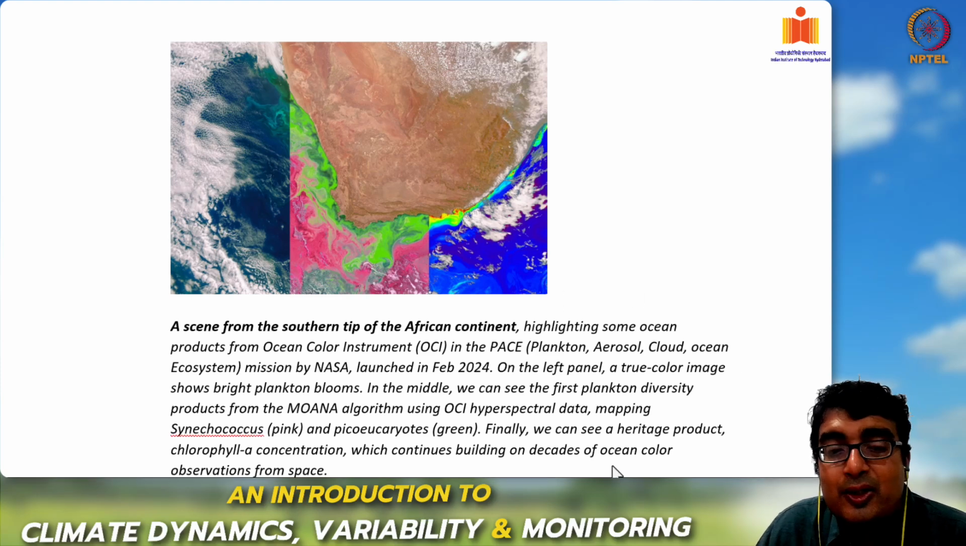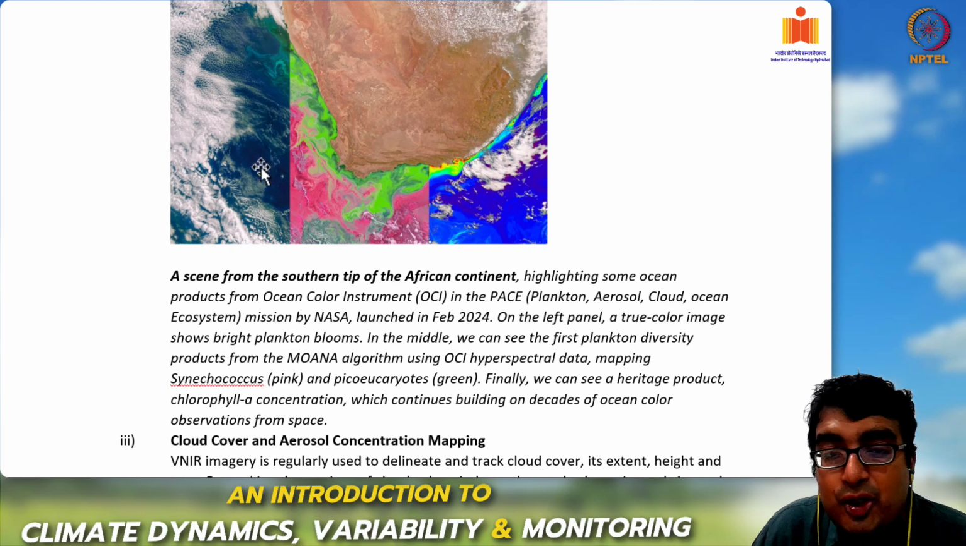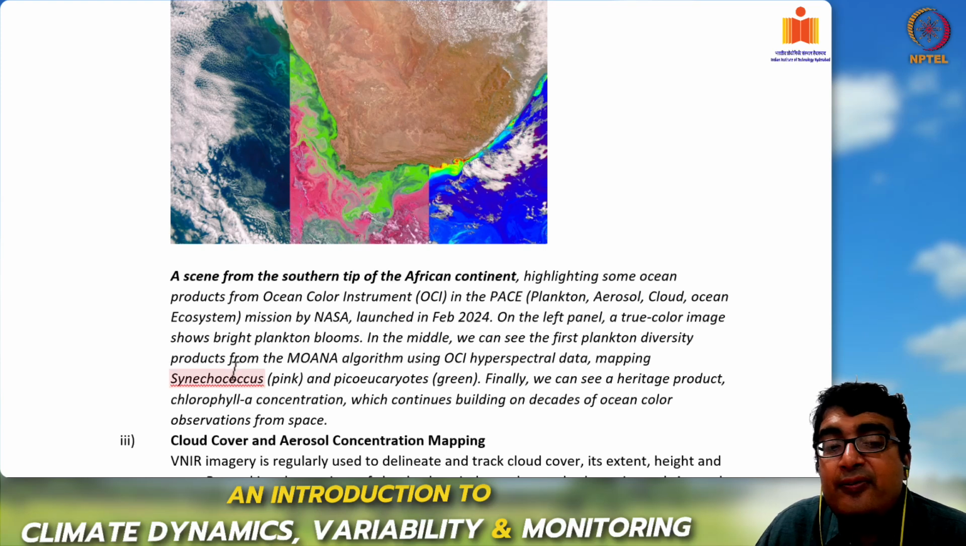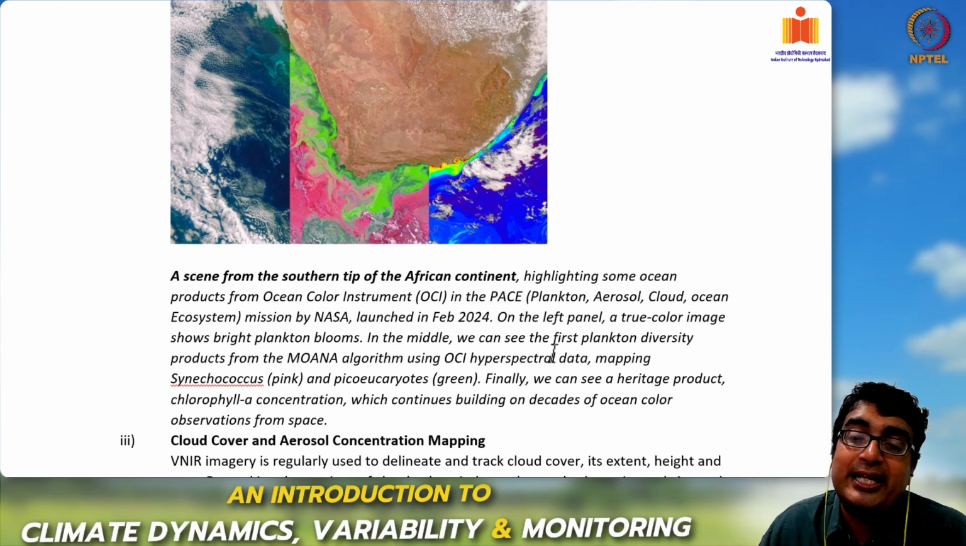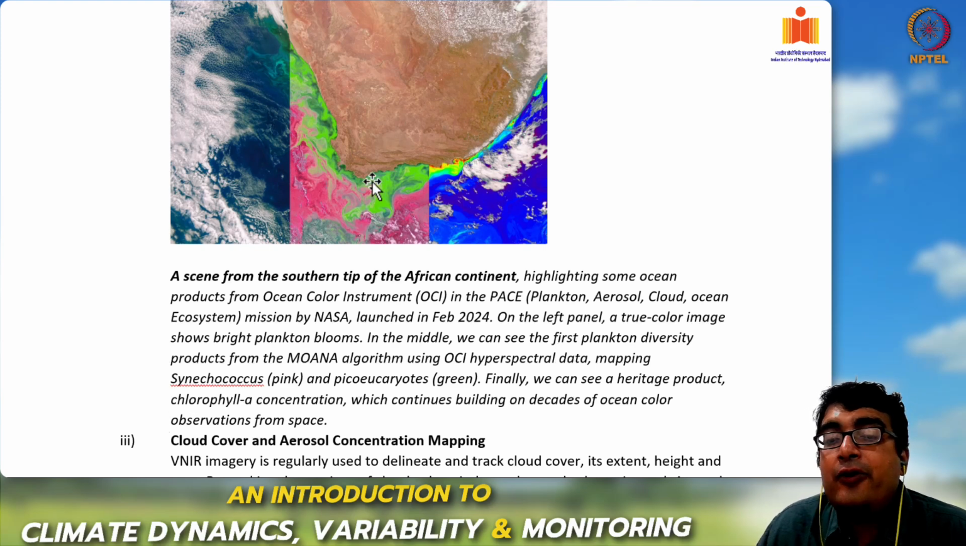Okay. And here the Ocean Color Instrument data is being used. The true color image shows the bright plankton blooms. In the middle we can see the first plankton diversity product. It's basically an algorithm that is processing the image of the VNIR region using the spectral data. So, here the VNIR spectral data is being used, mapping the pink algae from the green algae. So, this is a different algae type and this is a different algae type.